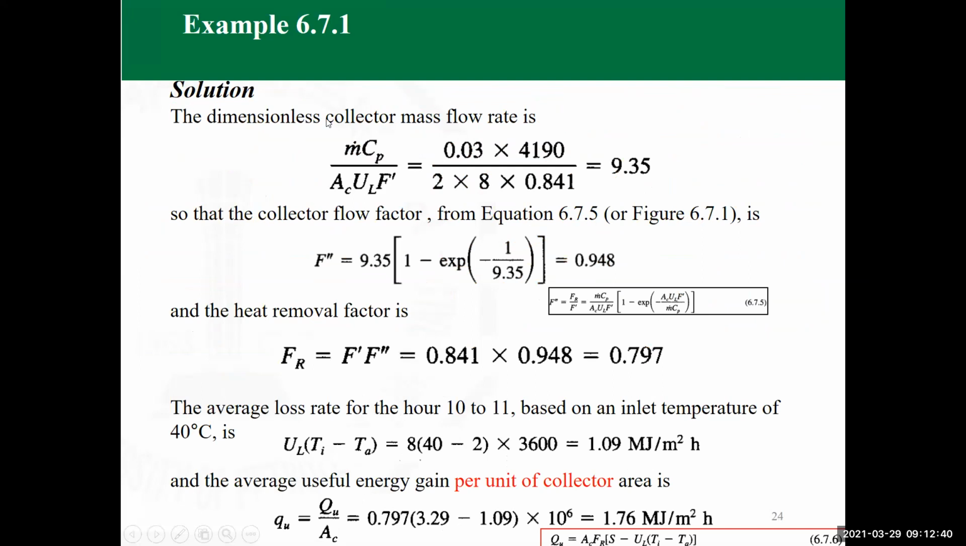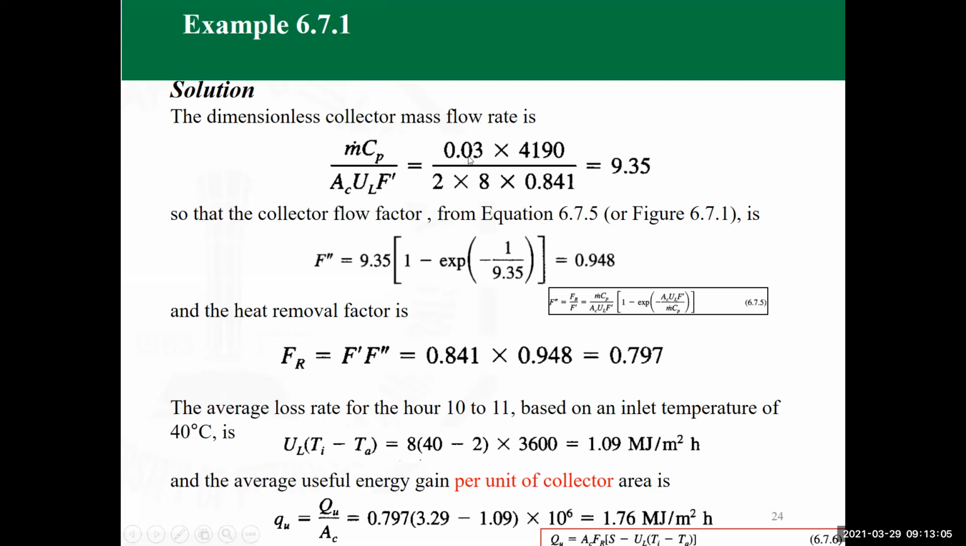Now, the dimensionless collector mass flow rate, the expression that we used in the equation of F double dash, if you remember, looks like a number of transfer units expression: m dot Cp over Ac, the area, UL, the overall loss coefficient, times F dash, the efficiency factor. These values are given to us here in this example.